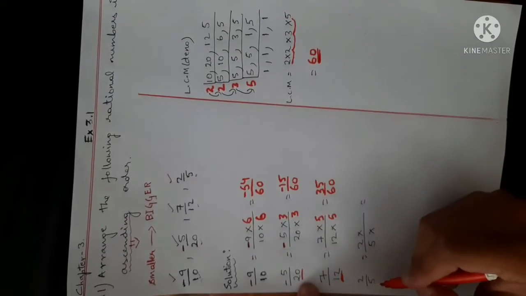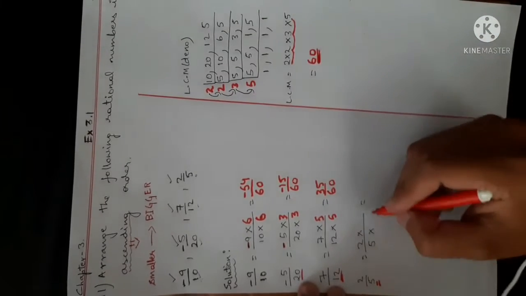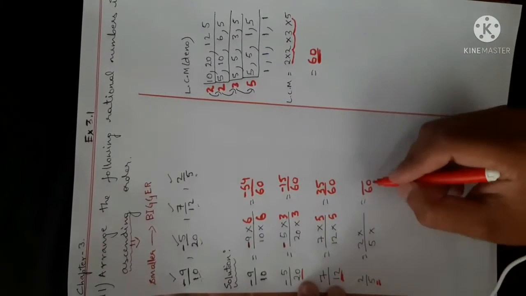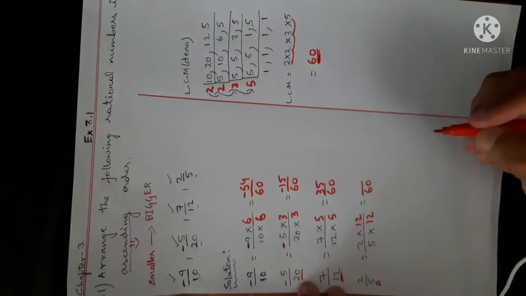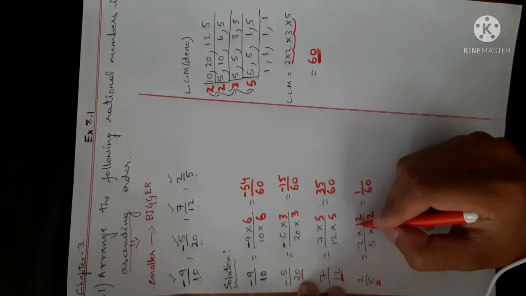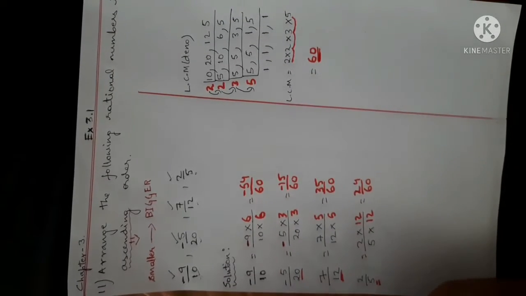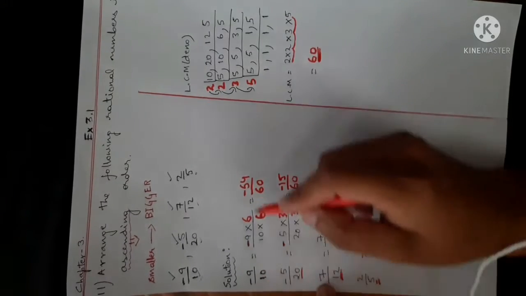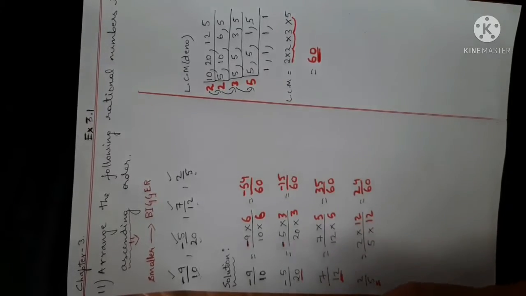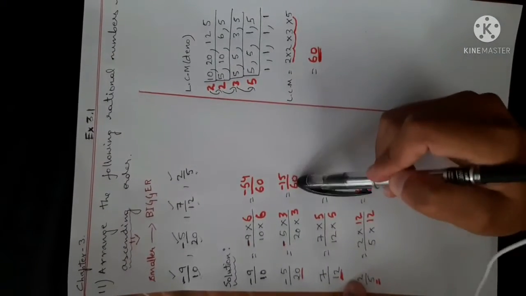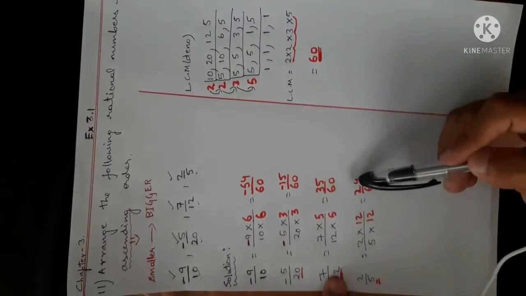So again, we have to convert this 5 into a denominator of 60. So 5 into how much equals 60? 5 into 12. So again, we multiply the numerator also by 12. 2 into 12 equals 24. So now we have converted minus 9 by 10 into minus 54 by 60, minus 5 by 20 into minus 15 by 60, 7 by 12 into 35 by 60, and 2 by 5 into 24 by 60.